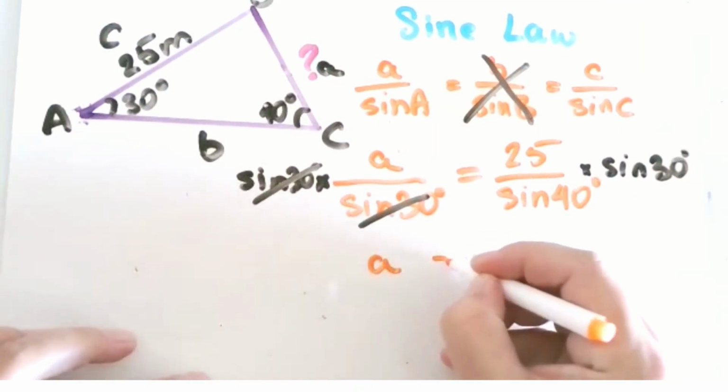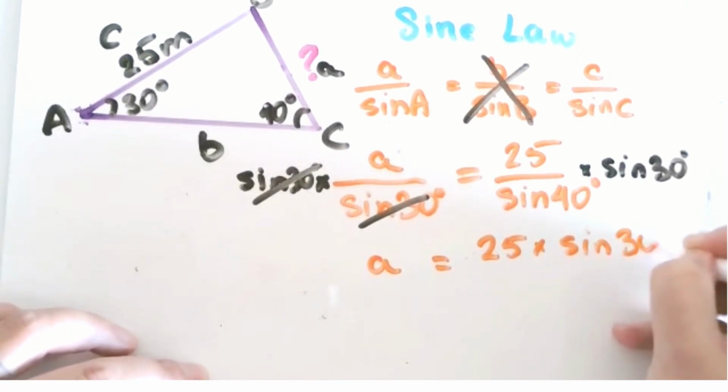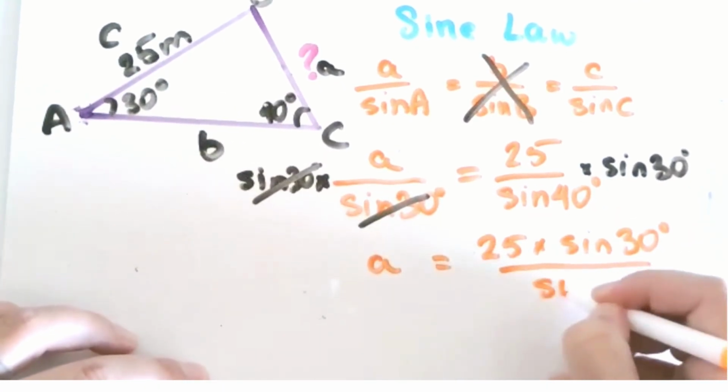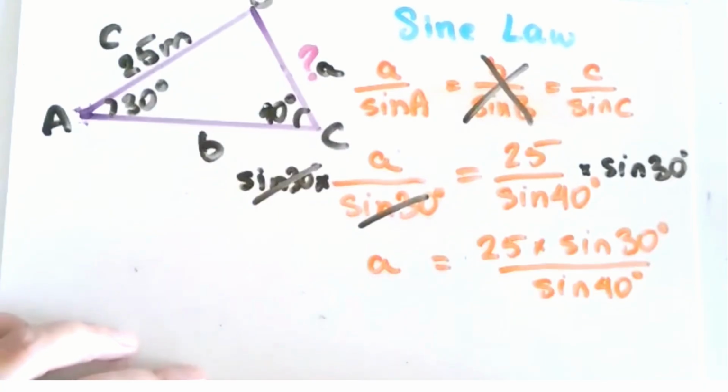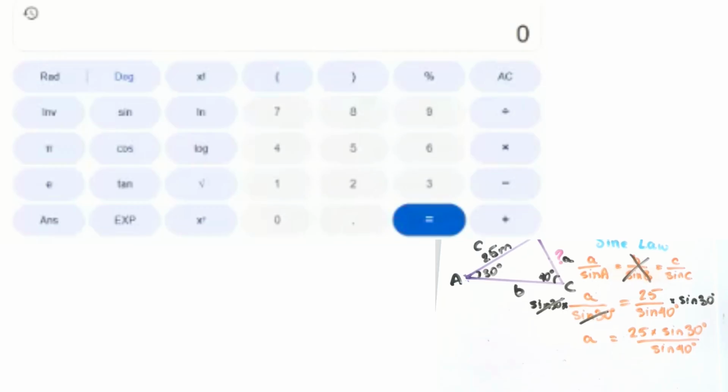Okay, so now I will rewrite it like this. Side length a is equal to 25 times sine of 30 degrees, all of that divided by sine of 40 degrees. Okay, and now I'm not a magician. We need to put this into our calculator. So 25 times sine of 30 degrees, and then divide that by sine of 40 degrees. And if you're using a Google calculator like I am, make sure your calculator is set to degrees and not to radians.